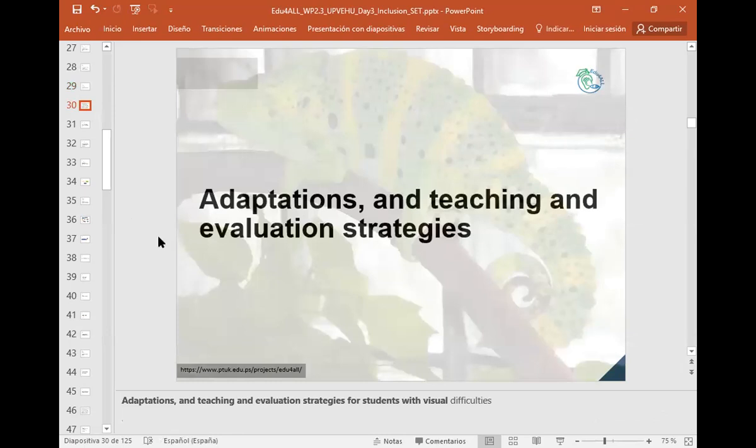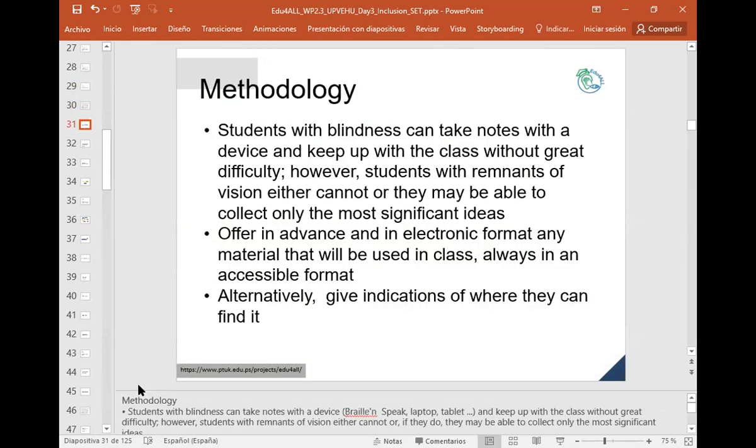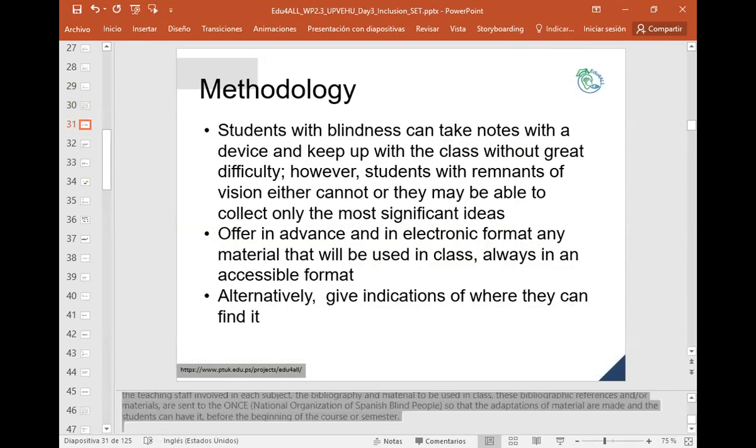Now we are going to see adaptations and teaching and evaluation strategies for students with visual difficulties. Methodology. Students with blindness can take notes with a device, braille and speak, laptop, tablet, and keep up with the class without great difficulty. However, students with remnants of vision either cannot or, if they do, they may be able to collect only the most significant ideas.